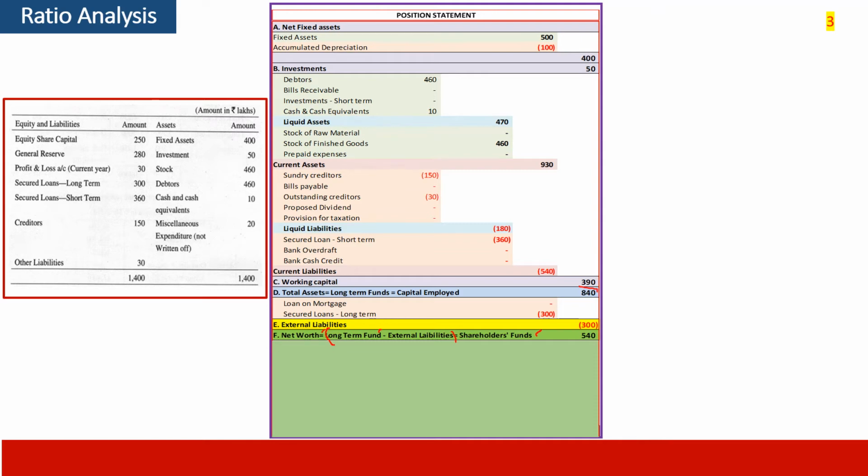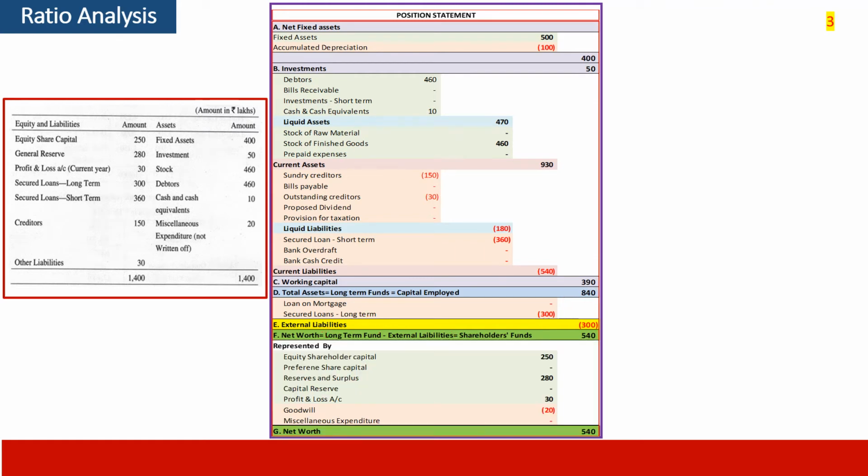Means 840 is funded by external liabilities and shareholders funds. This is the debt, this is the equity, and that equity includes what? Equity includes equity shareholders capital. It can also include preference share capital, reserves and surplus, capital reserves, profit and loss account, and from this total we will deduct these two: goodwill, a non-cash asset. Second, miscellaneous expenditure to the extent not written off, that will also be deducted.